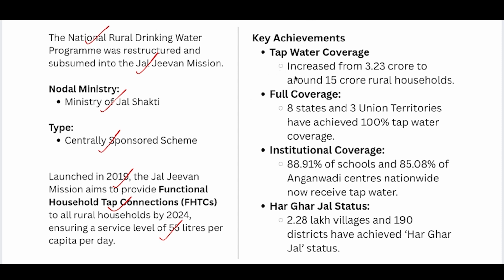The key achievement is that it has increased tap water coverage from 3.23 crore to around 15 crore rural households. Around 8 states and 3 union territories have achieved 100% tap water connection. As far as institutional changes are concerned, 88.91% of schools and 85% of Anganwadi centers now receive tap water. As for Har Ghar Jal status, 2.28 lakh villages and 190 districts have achieved it.